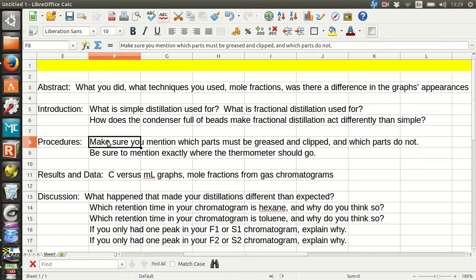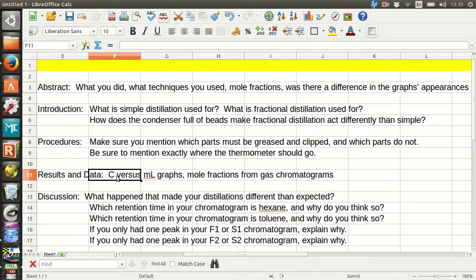In the procedures, yes, you just have to put the procedures in your own words. I encourage you to draw pictures. If you draw pictures, you don't have to use as many words, right? Also, make sure that you show me that you know which parts of your apparatus must be greased and clipped. Those yellow clips, the cat clips, yes. And which parts do not need to be greased and clipped. Also, be sure to mention exactly where the thermometer needs to go. There were several groups who were putting the thermometer in the wrong spot. Please let me know that you know exactly how high that thermometer should be sitting over in that thermometer adapter or inlet adapter, part of your apparatus.